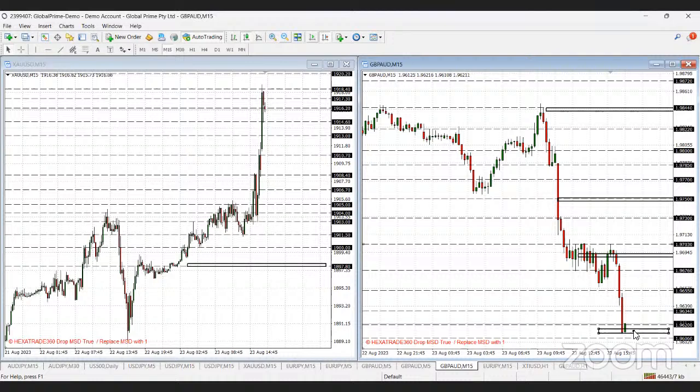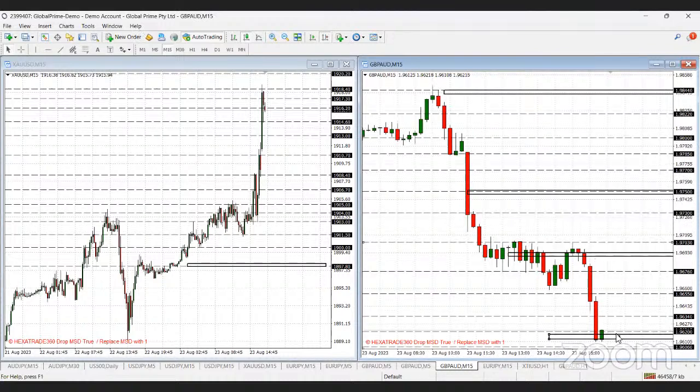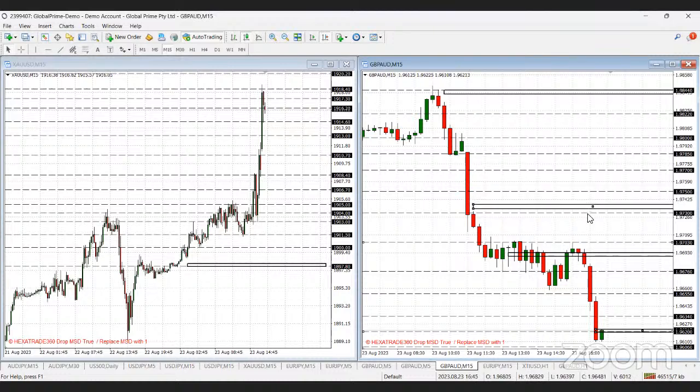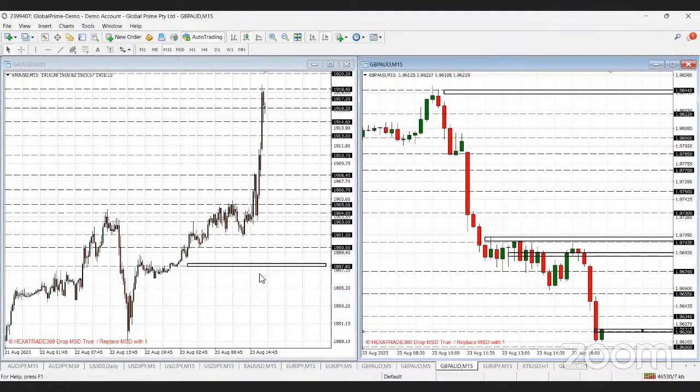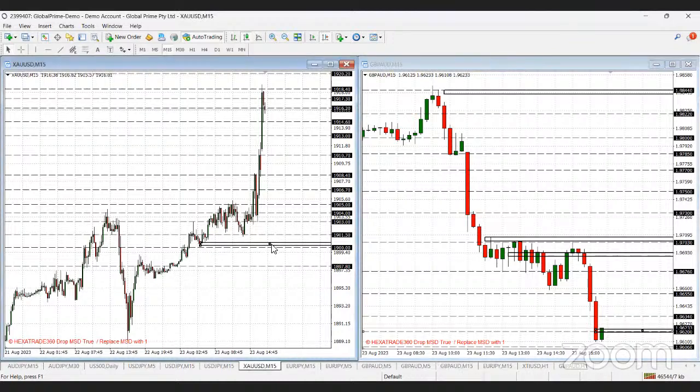Pound Aussie. So if we can break back above the square of nine level, I believe the first place we'd head to is back to this level. And if we can get past here, then we're going to head back all the way up here. And gold is going to come down to here, $1,900 area.